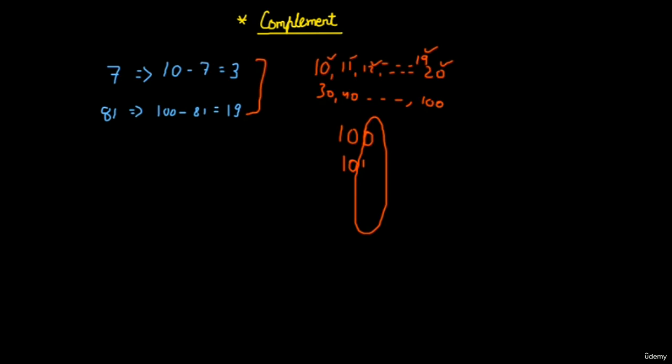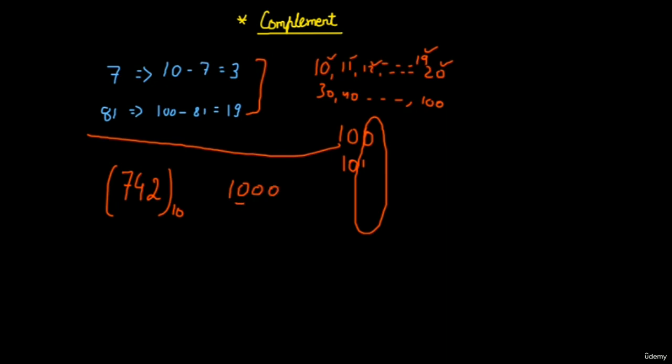So let's do one or two more questions to understand what the complement is in the decimal form. Let's take an example, like 742. If I tell you to find the complement of this number, how are we going to write it? We first check that this is a 3-digit number, so we need a 4-digit number that is going to be greater. Like in this case we need 1000, and then we subtract 742 from 1000.